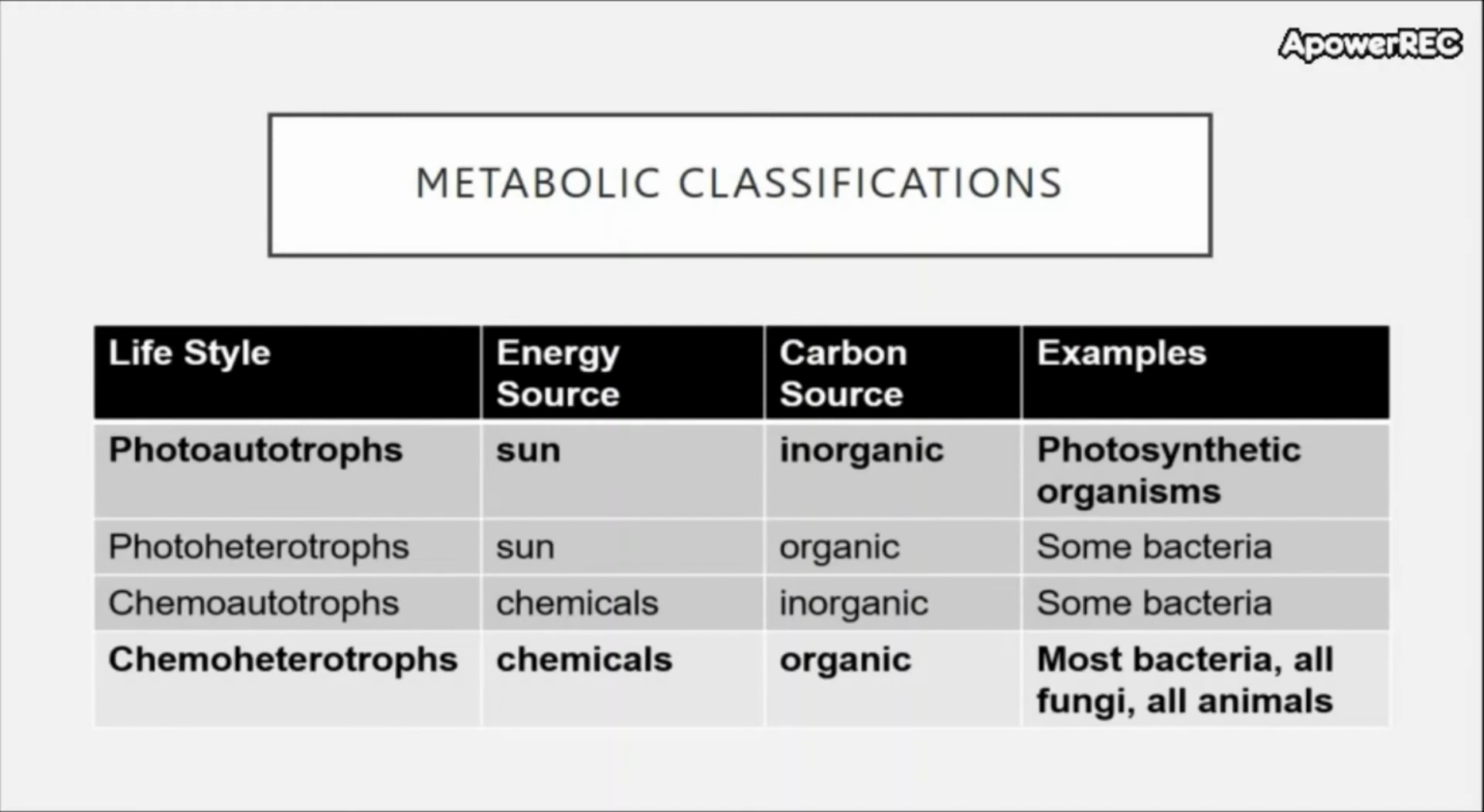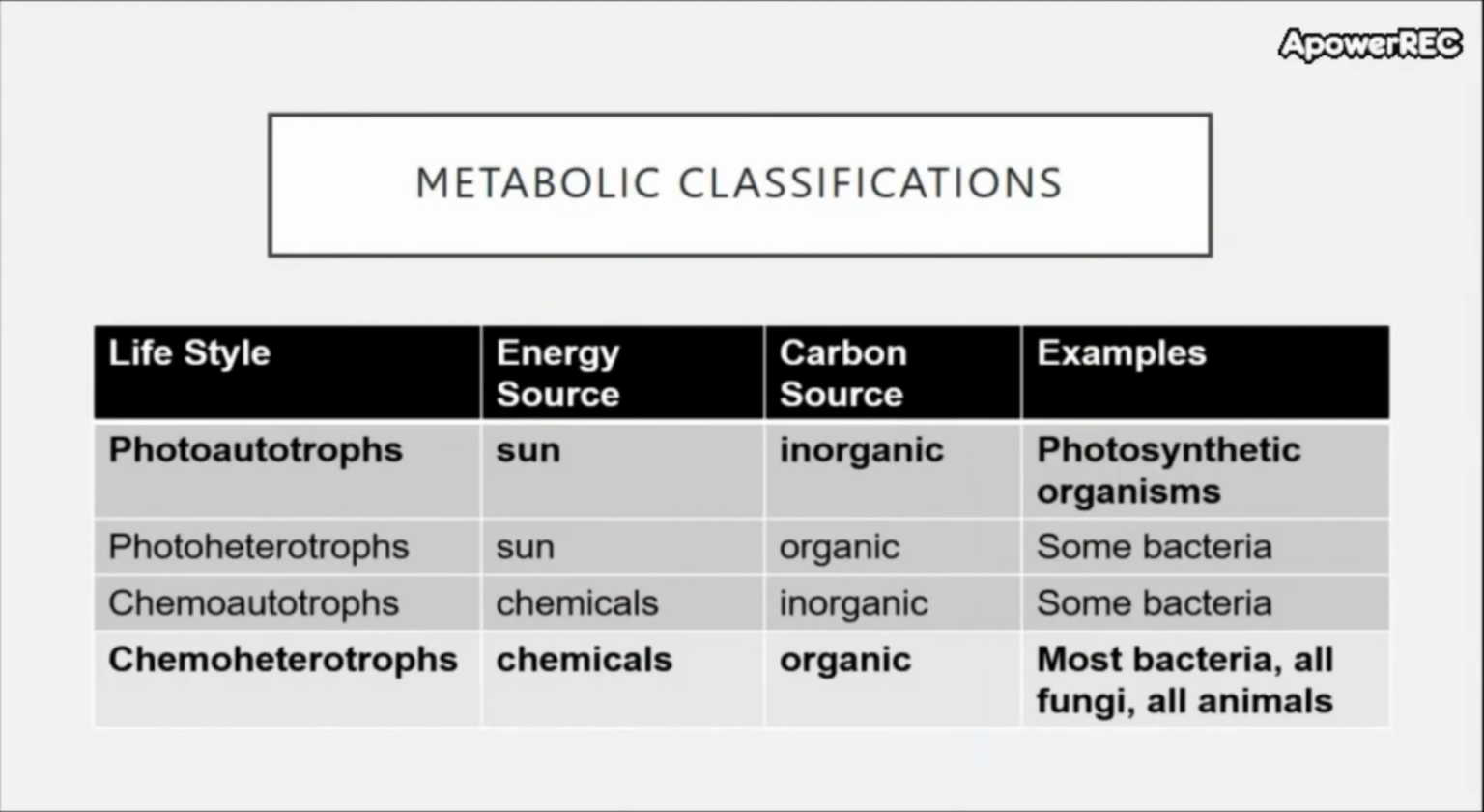And I would like to revisit our metabolic classifications. So we have discussed a lot today about chemoheterotrophs, which get their energy source and their carbon sources from organic chemicals. So that was what happened during the process of cellular respiration and fermentation. Both carbon and chemical energy were derived from glucose. And most species of bacteria prefer to do this, and all fungi and all animals do this in order to obtain their energy and carbon sources.